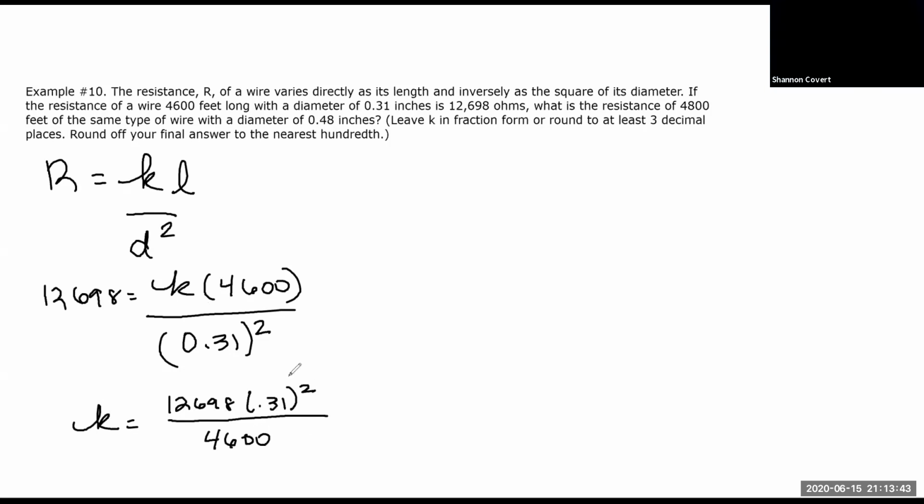4,600. I'm not simplifying anything. I'm leaving it just like that. We will do all the simplifying at the end when we use our calculator to find our answer.